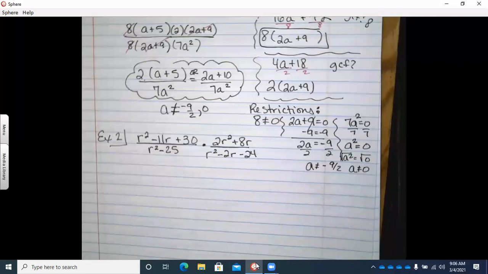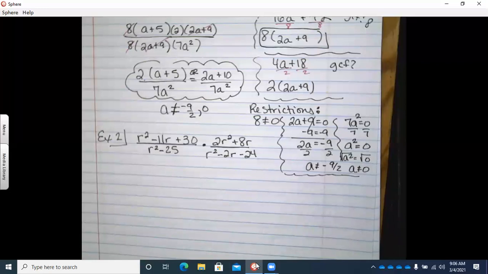Okay, now this one's got a lot of factoring, okay? But that's okay, we got this. We know how to factor. We are master factorers, are we not? We're gonna be, we need to be.